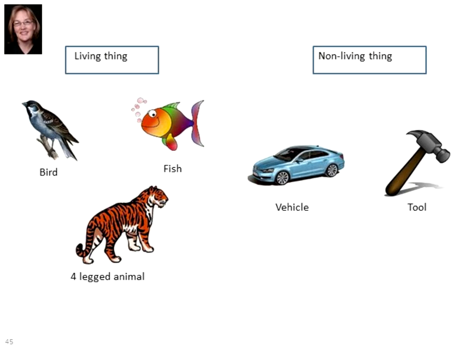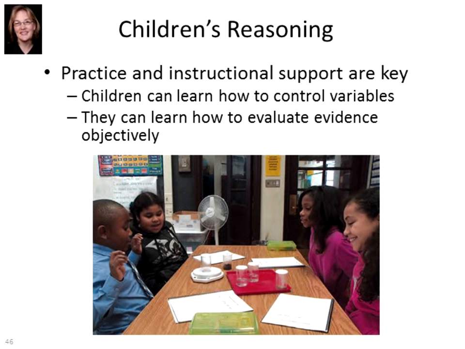Another example, if you give them a bird and a fish and then give them a new thing and tell them it's a bird, they know that that shares more similarities with the bird than it does with the fish. So they use their knowledge of the natural world to make these sort of sophisticated leaps in reasoning. Another example, this time where kids have the ability to do it, but practice and instructional support are also key, is they can actually learn how to control variables.